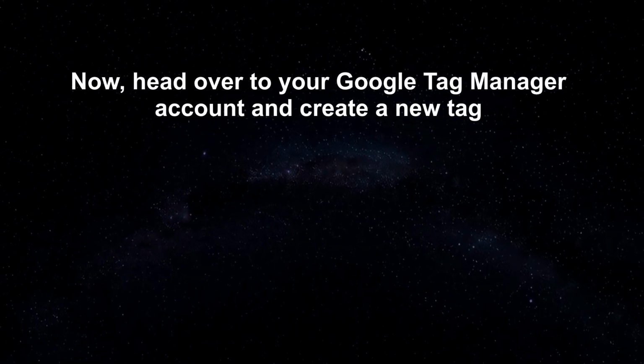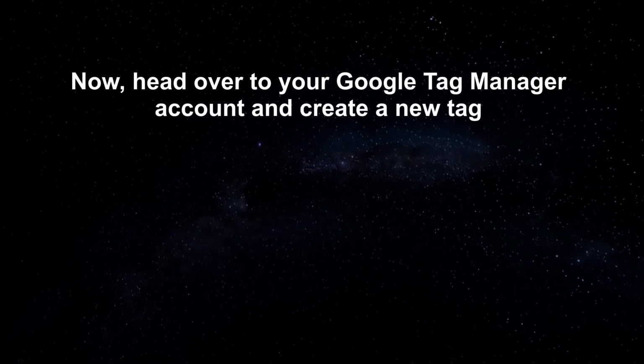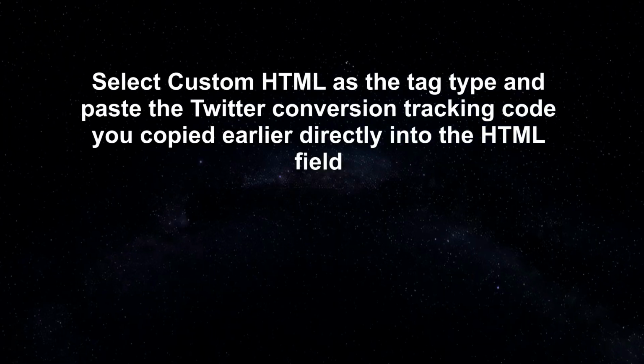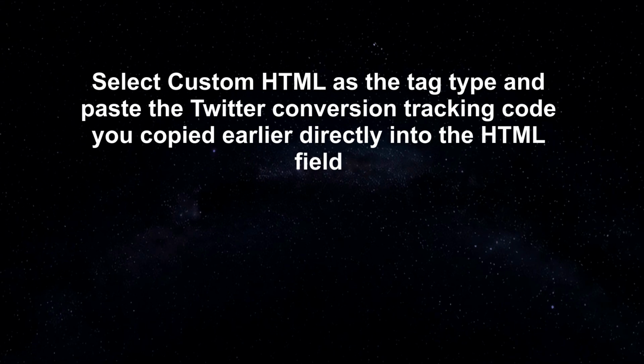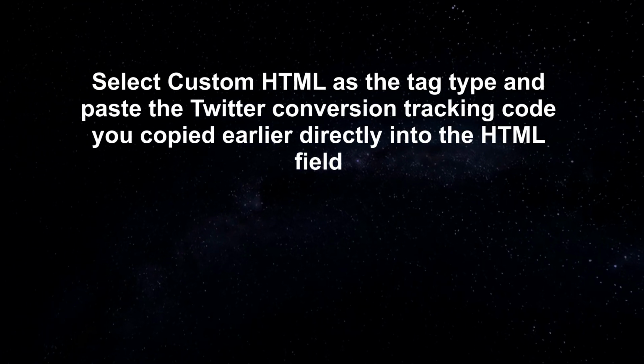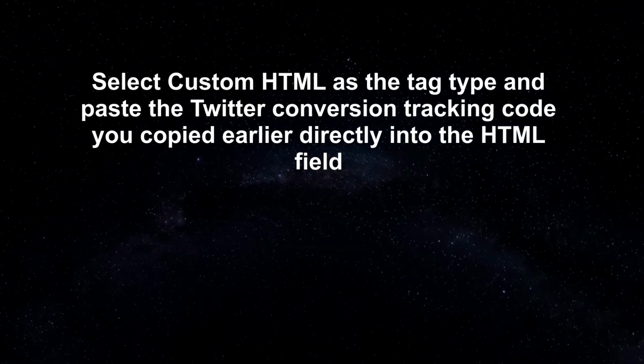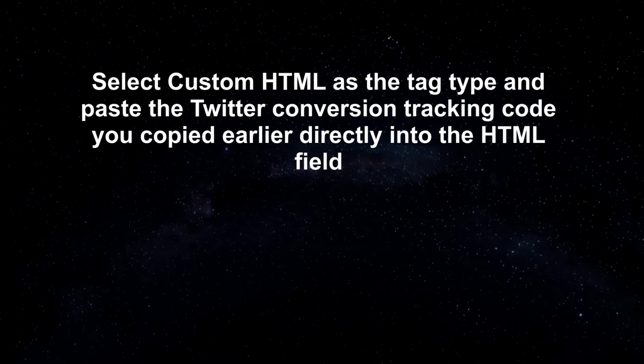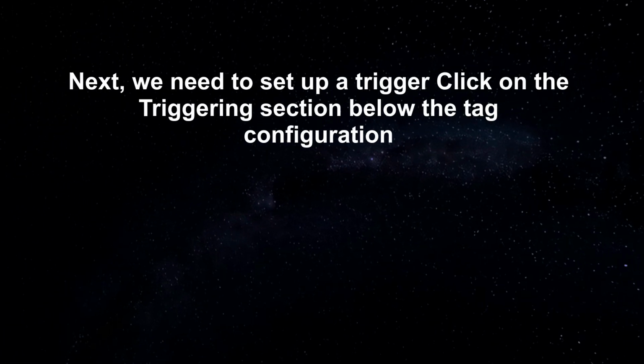Now head over to your Google Tag Manager account and create a new tag. Select Custom HTML as the tag type and paste the Twitter conversion tracking code you copied earlier directly into the HTML field. Next, we need to set up a trigger.